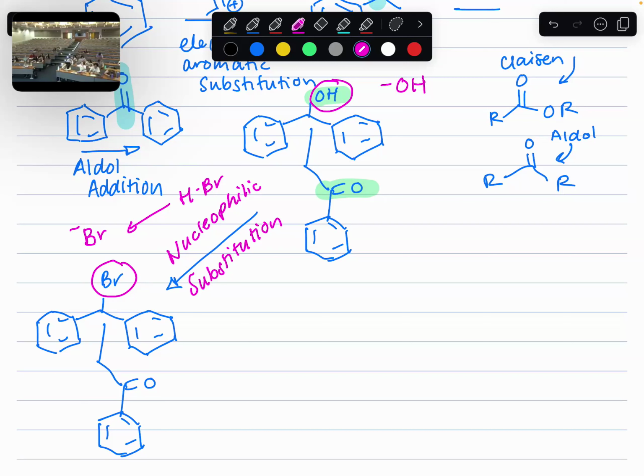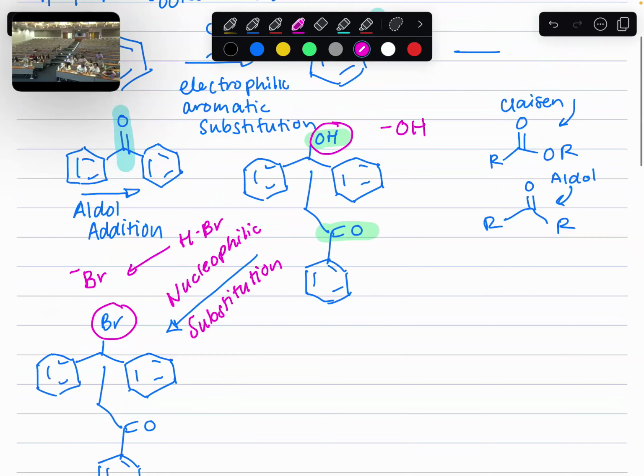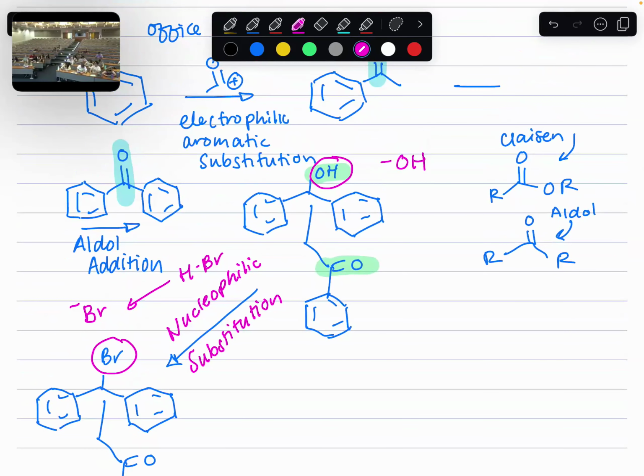Could you do a Claisen reaction next to an aldol reaction? And just show us all the differences? Before I move on from this, any other questions about this question?